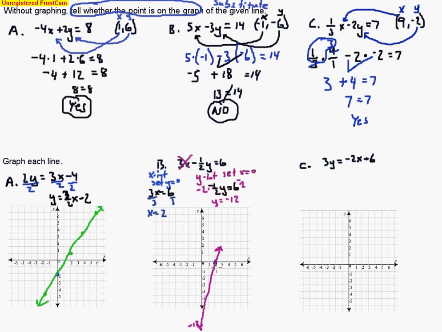Well, one more example here. Let's take a look at this one. This is a good one to get y by itself by using division, and then just using the slope-intercept form to graph. So I could divide by 3 on all sides. Now when I do that, I've got y by itself, and it equals negative 2/3 x plus 2.